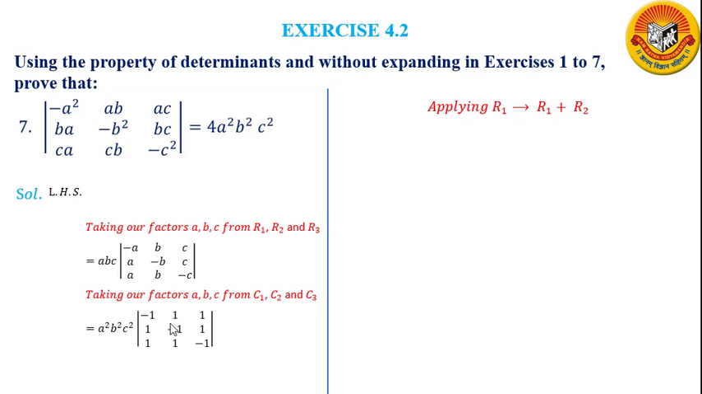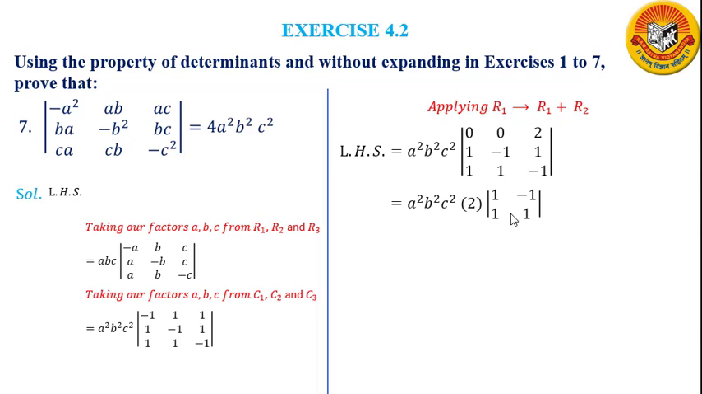Now on R1, I will apply R1 plus R2. On R1, I will add them. So after adding, here I get 2 zeros. Now as I get 2 zeros, I can easily expand this determinant along the first row. So I get 2 times this 1 into 1, 1 minus 1 into minus 1, minus 1. So 1 plus 1, 2. So I get A square, B square, C square into 2 into 2. So I get 4 times A square, B square, C square, which is my right hand side.